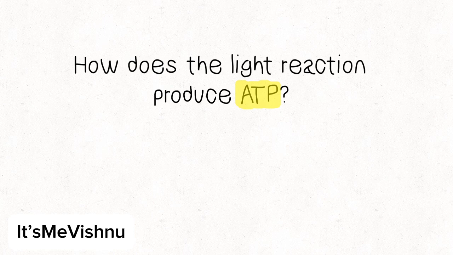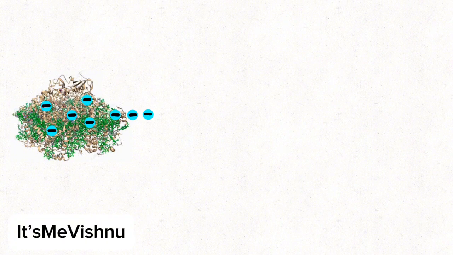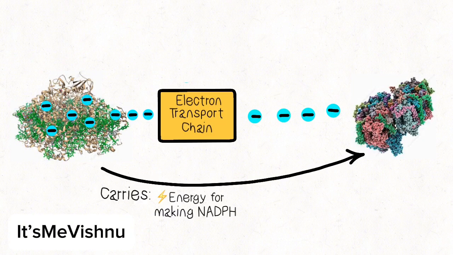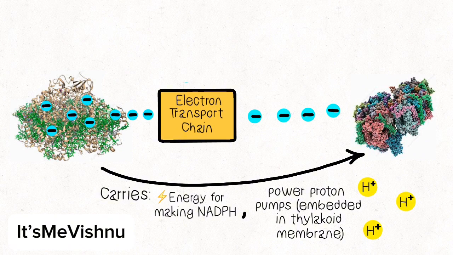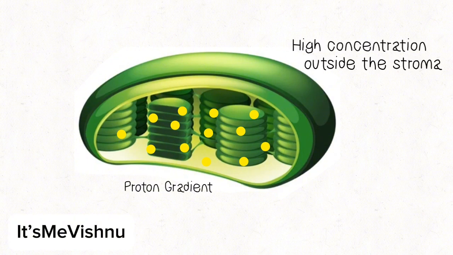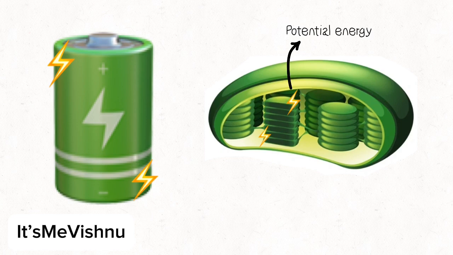So how does a light reaction actually produce ATP? The answer lies in the chemiosmotic hypothesis. As excited electrons travel from photosystem 2 through the electron transport chain towards photosystem 1, they don't just carry energy for making NADPH, they also power proton pumps embedded in the thylakoid membrane. This pumping creates a proton gradient, a high concentration outside the stroma. It's like charging up a battery, storing potential energy across the membrane.